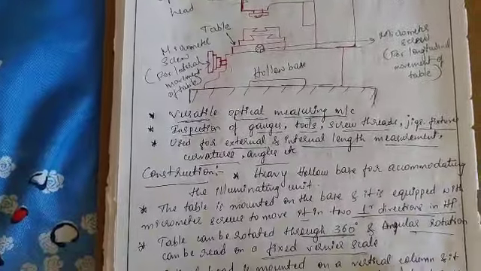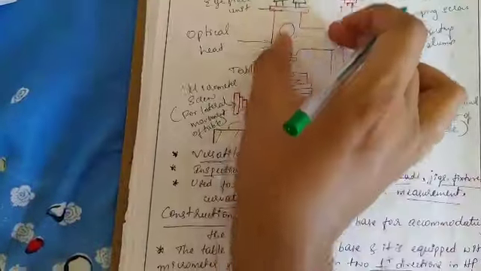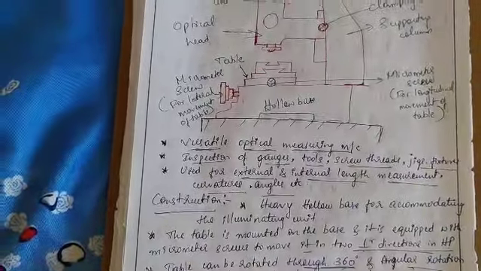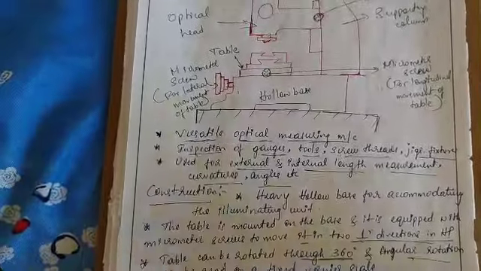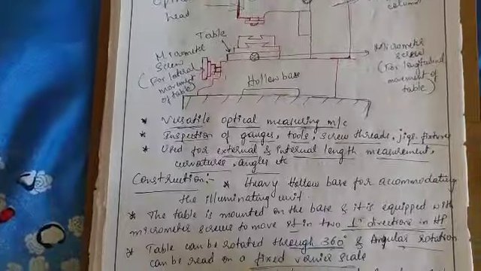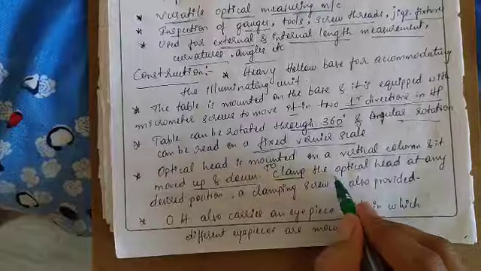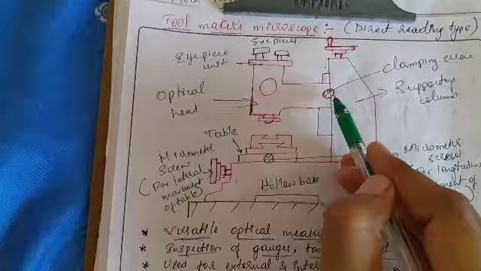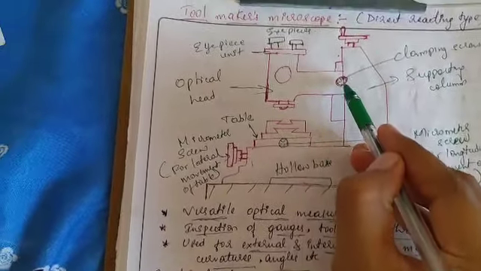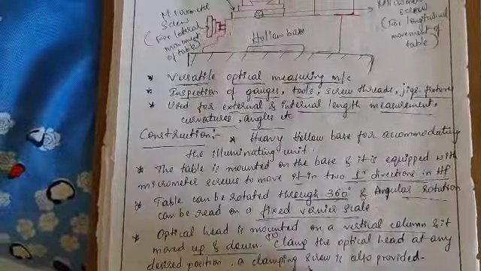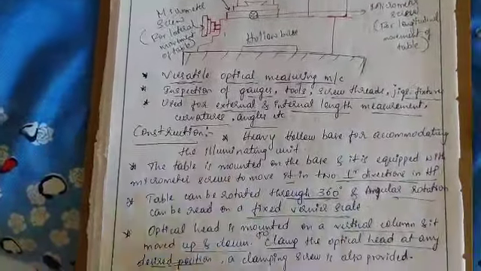This is the optical head. It is mounted on a vertical column and can be moved up and down. To clamp the optical head at any desired position, a clamping screw is provided. This is the clamping screw. The purpose of this screw is to clamp the optical head at any desired position.